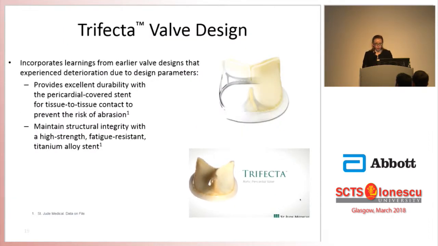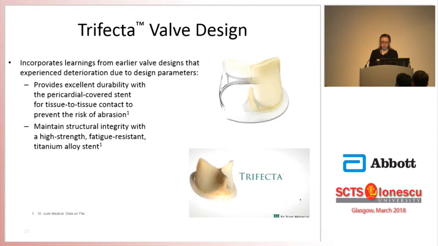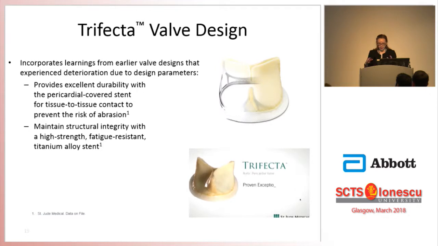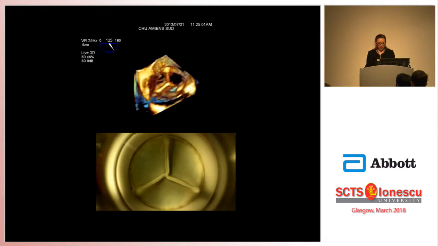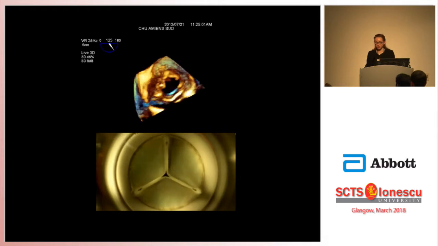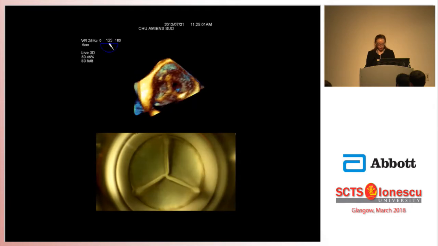One important point in our study: we included patients who have been implanted with the Trifecta, in which the external pericardial sheath allows a bigger surface area for blood flow in comparison to other prostheses where the pericardial sheath is mounted inside the stent, which has an importance for our study. This is a three-dimensional transesophageal echocardiographic aspect of this Trifecta aortic valve.